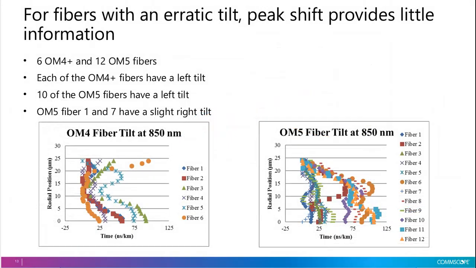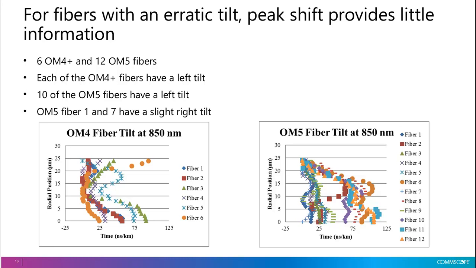Unfortunately, not all fibers are as pretty as the one on the previous slide. Many fibers have what I call an erratic tilt. So here I plot the peak position in time for the different radial positions for the 6 OM4 plus fibers and the 12 OM5 fibers. And we can see that whether these fibers are left tilt or right tilt, it really depends on which part of the curve you're looking.